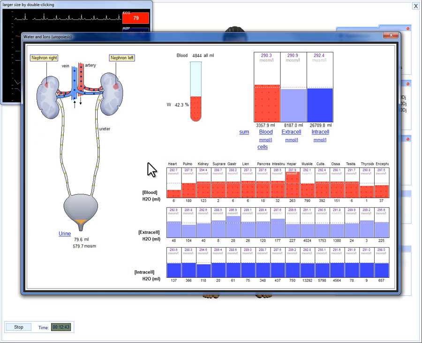Generation of urine in the bladder proceeds in real-time scale. In order to view full information on the biochemical composition of urine, left-click on the line called urine highlighted in blue and located under the bladder icon.